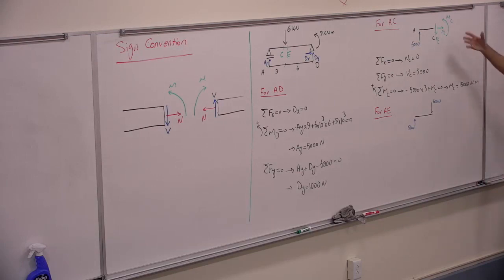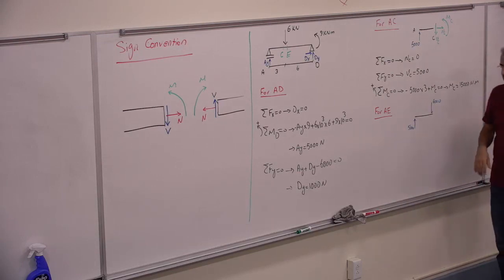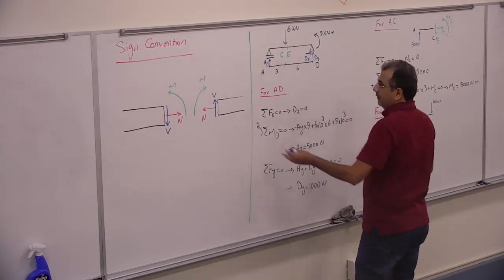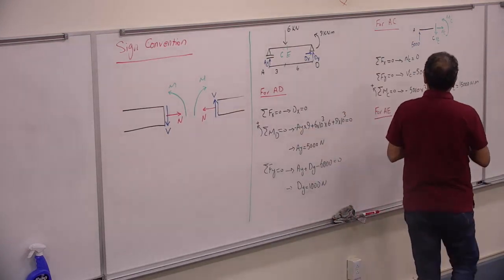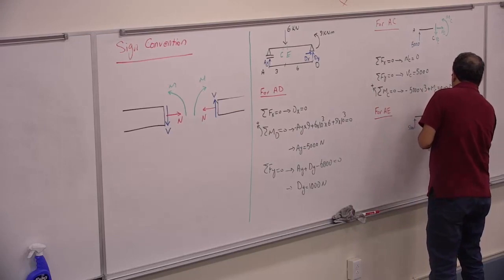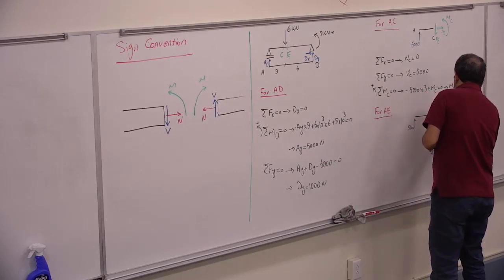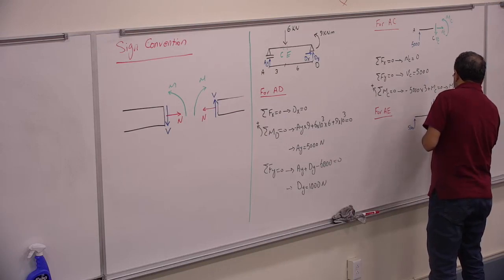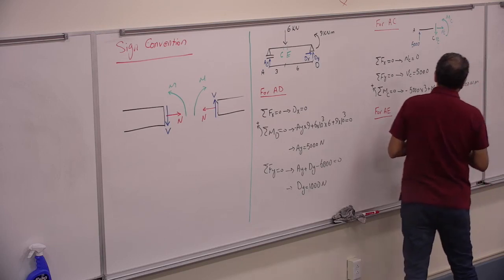In the previous one, the 6,000 was not there. Now the 6,000 is there. And then again, because I'm considering that half, I follow that convention. So it's going to be N at E, V at E, and M at point E.